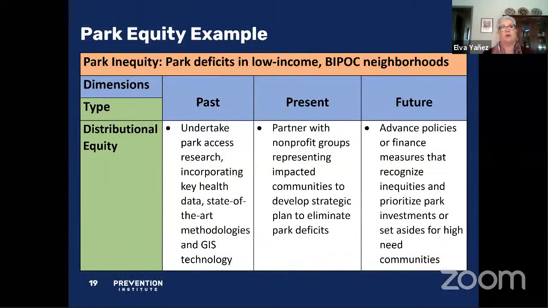So here's an example of how the framework might be used in a community that has obvious inequities in the distribution of park space. Starting with the white column on the left, one way to address past harms might be for the local park agency to partner with community groups to analyze the distribution of parkland using GIS mapping technology. With a clear understanding of these inequities in the present moment, the partnership could then develop a tailored strategic plan to address them. And then, thinking about the future and structural resource barriers, this partnership could work in collaboration with elected officials, for example, to advance a public funding measure that prioritizes investments to reverse these inequities by creating an equity set-aside.